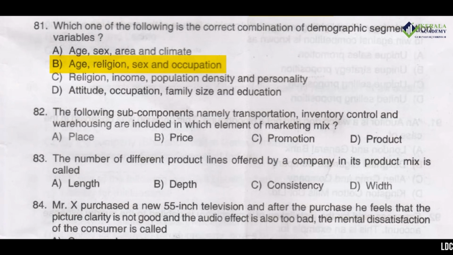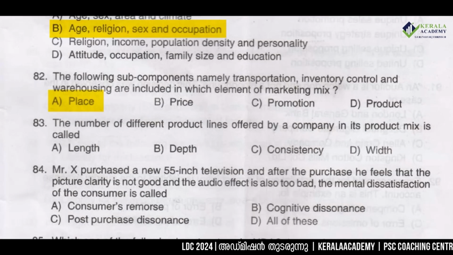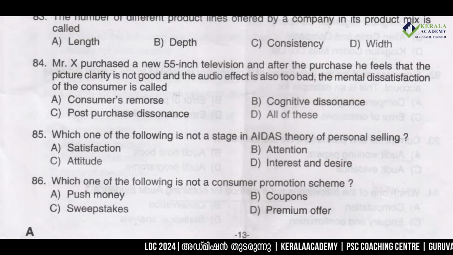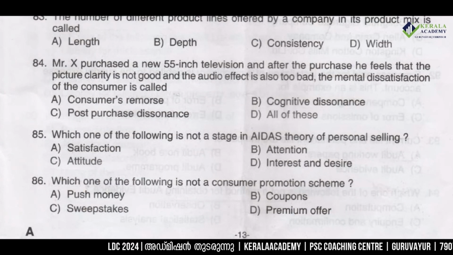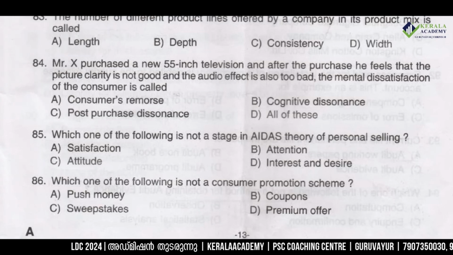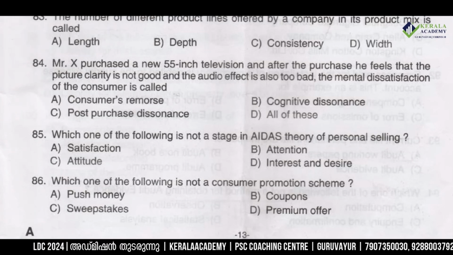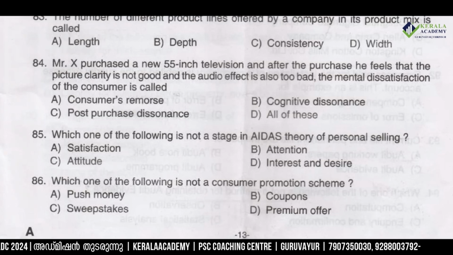The following sub-components, namely transportation, inventory control and warehousing, are included in which element of marketing mix? Place, price, promotion, product. Correct answer option A, place. The number of different product lines offered by a company in its product mix is called length, depth, consistency, width. Correct answer option D, width.